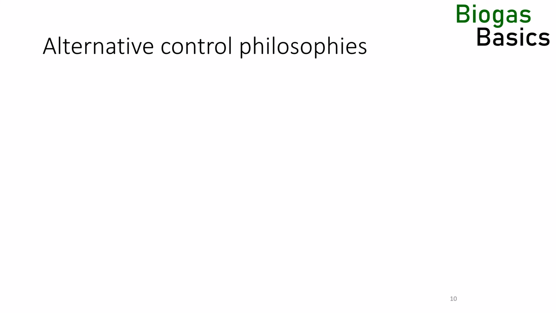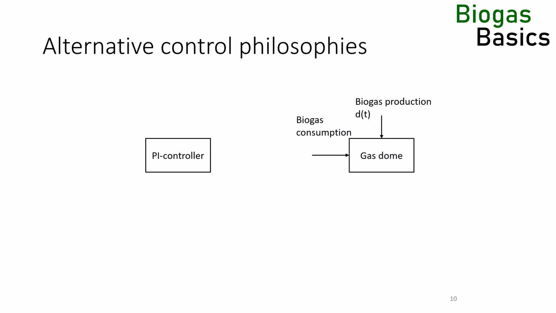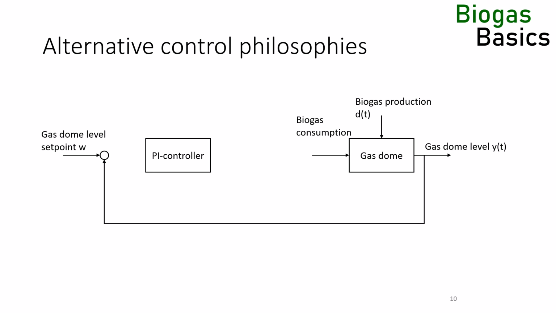For completeness' sake, it should be mentioned that a few biogas plants use different methods to control the biogas flow to the gas consumers. I have seen control philosophies for the gas consumer system that use a PI controller to regulate the biogas flow to the gas consumer. Biogas flows into the gas dome, which serves as the control system and acts as a storage vessel. The objective is to maintain the gas level inside the dome at a specified set point. The actual gas level is the control variable.